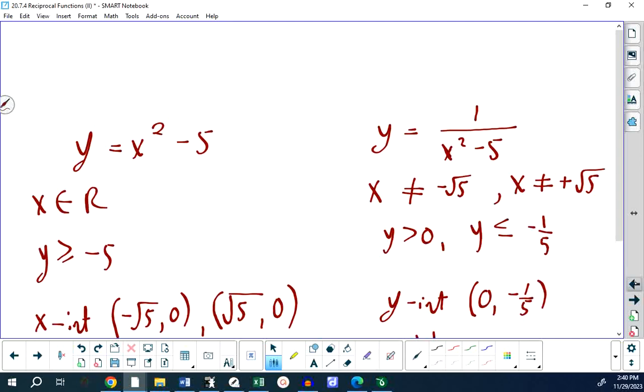Once again, I didn't write it, and I guess I could write it down, but I don't think we need to. There are no x-intercepts on the second function.